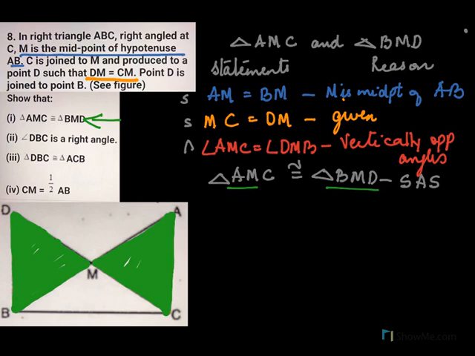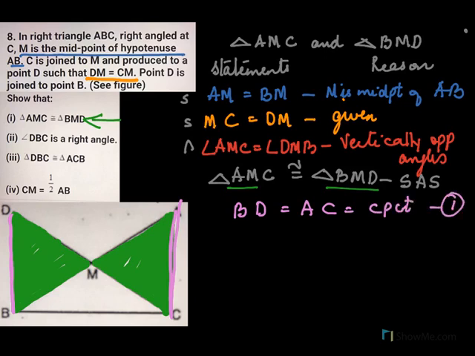Now here we already know that we can say DB equals AC, which we will use later on in the data part, by CPCT. So let's write that out. We have BD equals AC by CPCT. We'll put 1. And we can also say these two angles are equal. This angle is equal to this angle, which is angle BDM equal to angle ACM, also by CPCT.